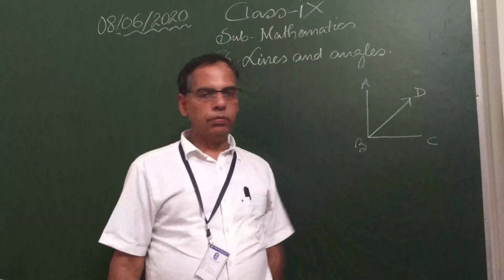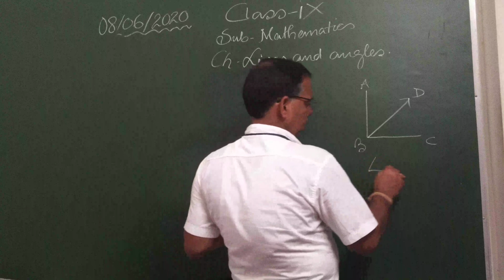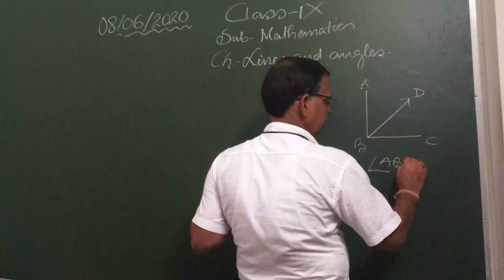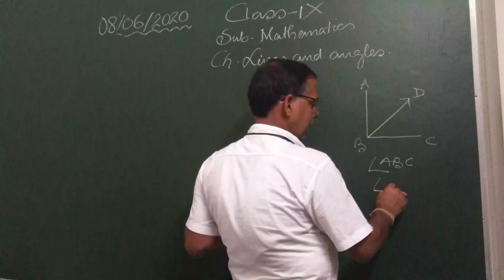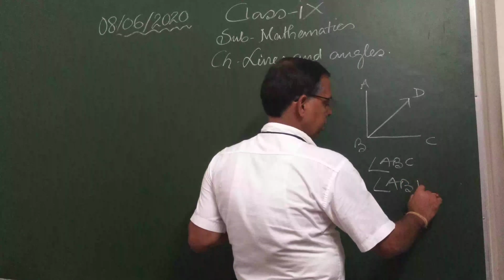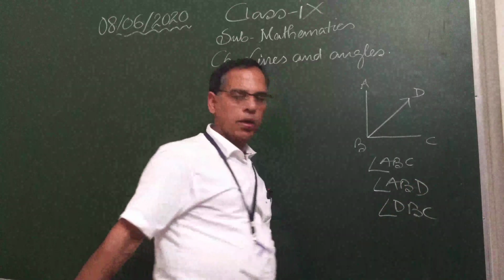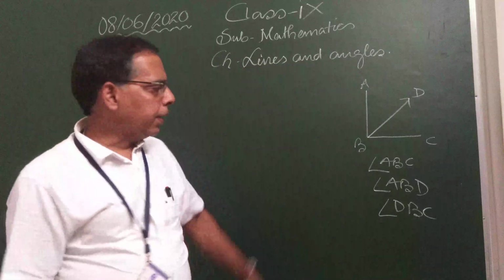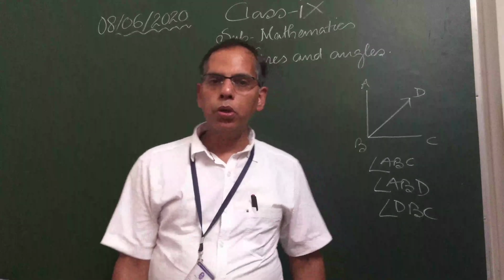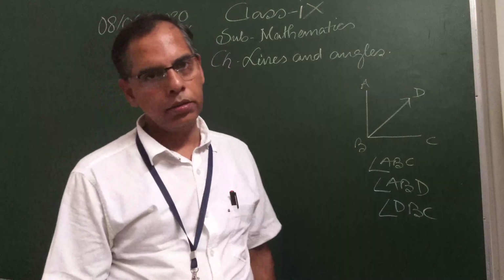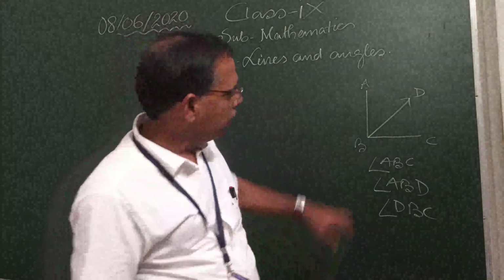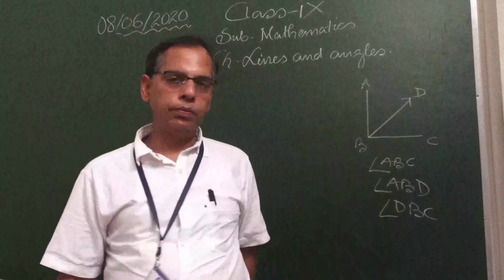Angle ABC. This is 1 angle. Angle ABD. This is another angle. Angle DBC. This is another angle. But here, I'm not going to say how many angles. I want to say what is the relation between these angles.